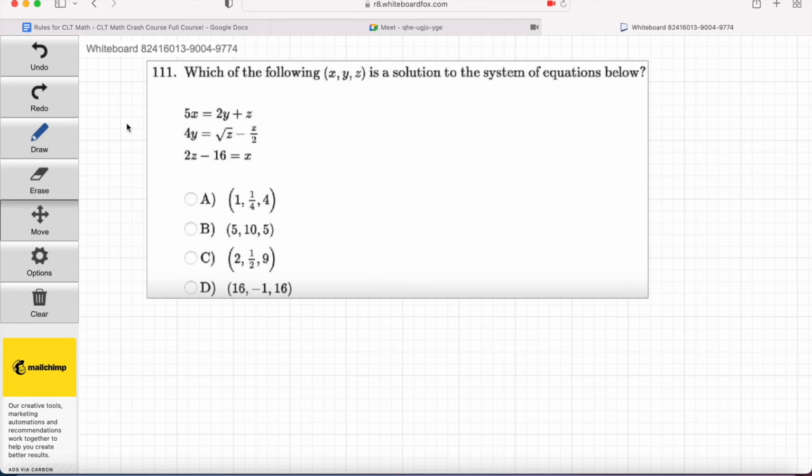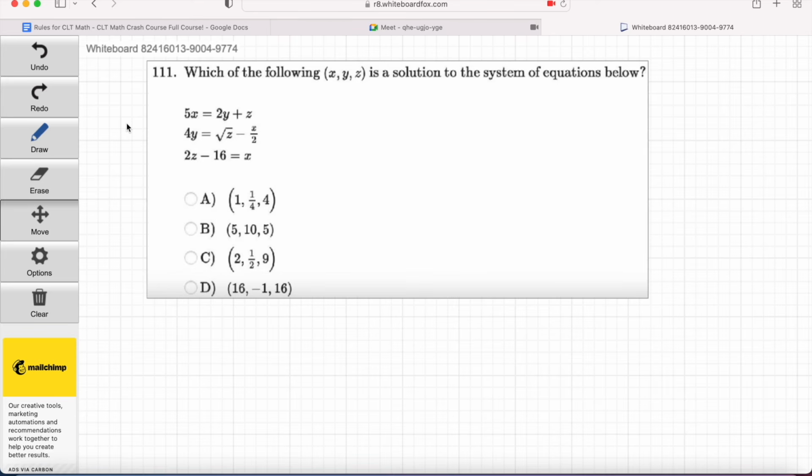Go and read question 111 for us, please. Which of the following x, y, z is a solution to the system of equations below? Okay, and then there's that mess of 3 equations. Good heavens. I don't want to do the algebra here. Don't even think about it. They give us the answers, and one of those is going to give us a true statement for all those.